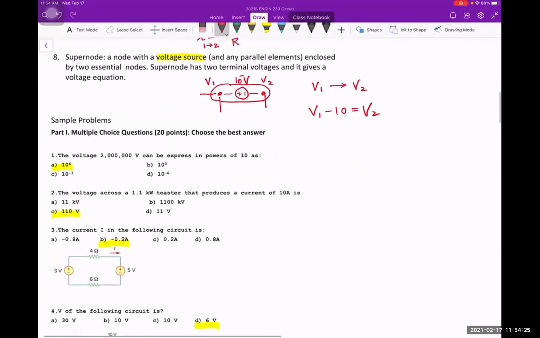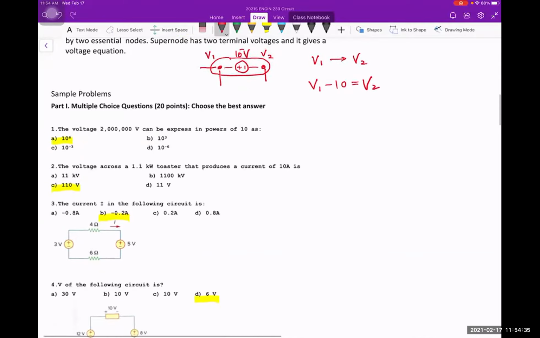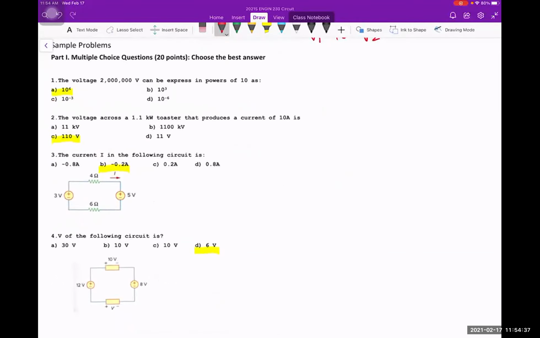All right, any question about the topics that's going to be covered in the exam? Okay, let's look at some of the simple questions I give you for the simple exam here.